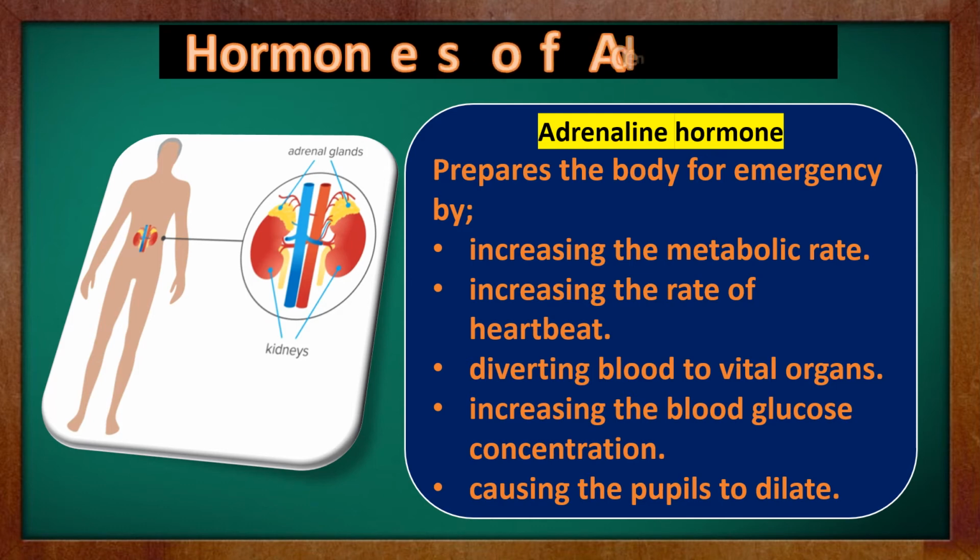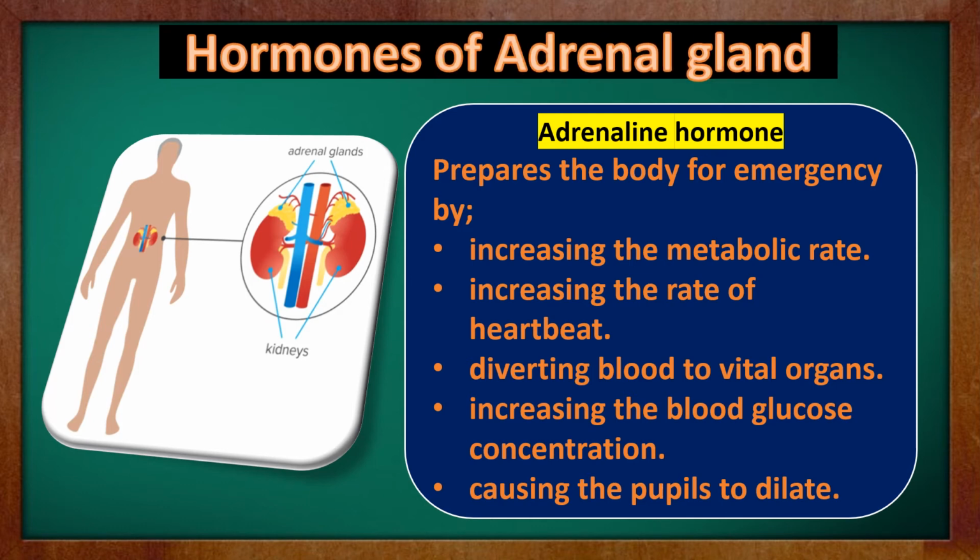Okay, so next we have the hormones of the adrenal gland. The hormone of the adrenal gland is called adrenaline. This one prepares the body for emergency by increasing the metabolic rate, increasing the rate of heartbeat, diverting blood to vital organs, increasing the blood glucose concentration, and causing the pupils to dilate.